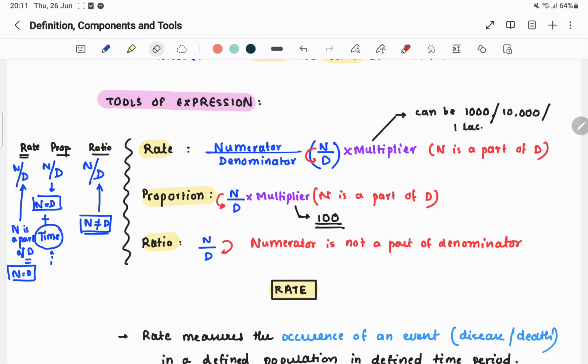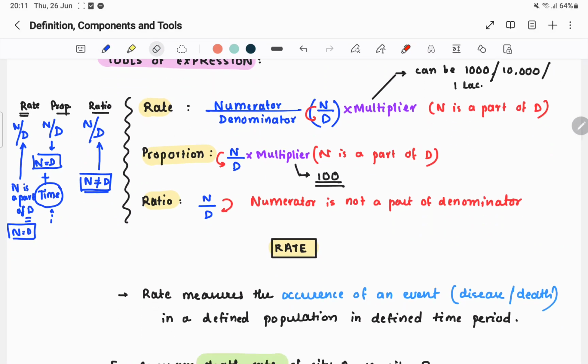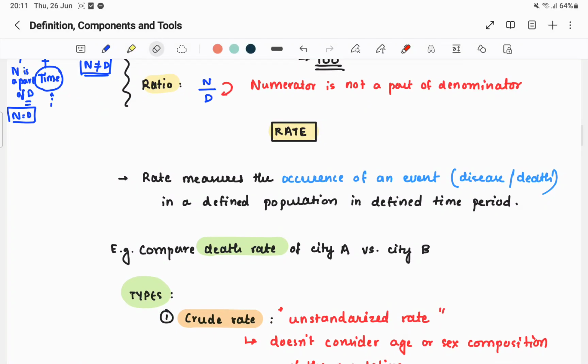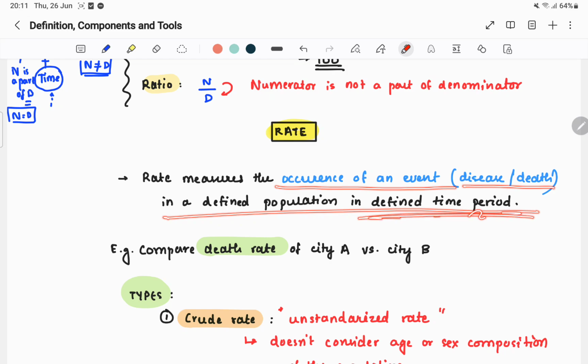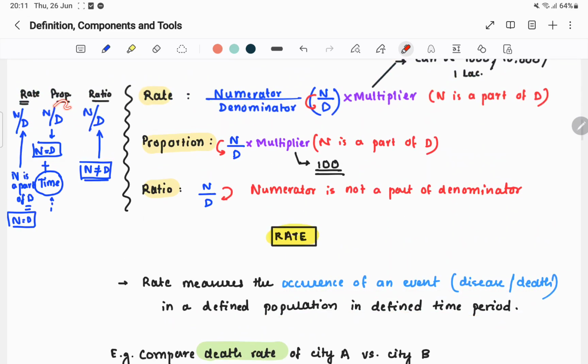That covers our tools of expression. Now we'll move to another part, that is the rate. What is the rate? Rate measures the occurrence of an event, disease or death in a defined population in a defined time period. Okay, so here's a mistake. I told you there is no time component in proportion. Sorry, I told you a mistake. There is no time component in proportion. Here, in rate, the time component is present.